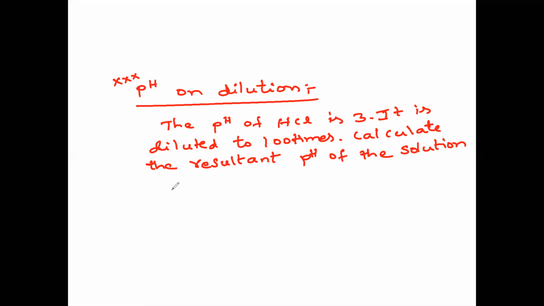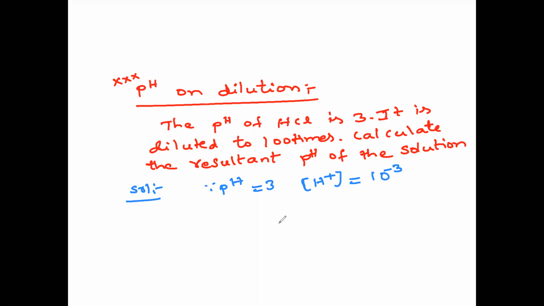Let me write the solution for this. Solution in blue color, if you write, it will be easy for you to understand. Please listen carefully. This model is very, very important for all competitive exams. Since pH of HCl is equal to 3, the H plus concentration becomes 10 to the power of minus 3.